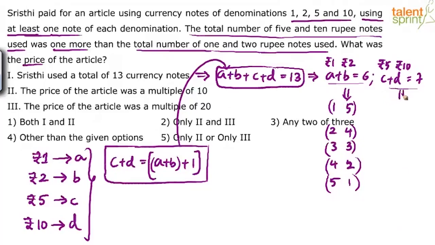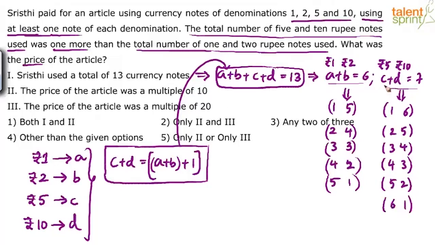What are the solutions for C plus D equal to 7? It can be 1, 6; 2, 5; 3, 4; 4, 3; 5, 2; 6, 1. These are the solutions for C and D. So 1 and 6 means the number of 5 rupee notes is 1 and the number of 10 rupee notes is 6. Here the number of 5 rupee notes is 2 and 10 rupee notes is 5, and so on. So there are multiple possibilities.